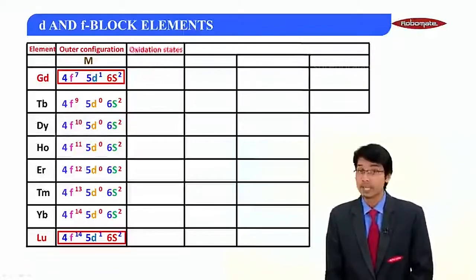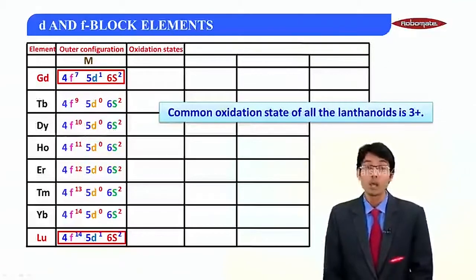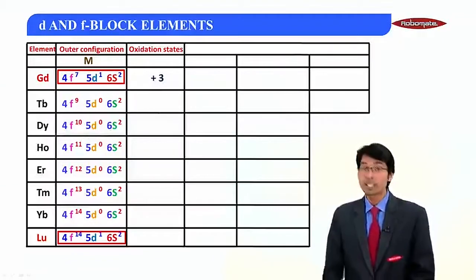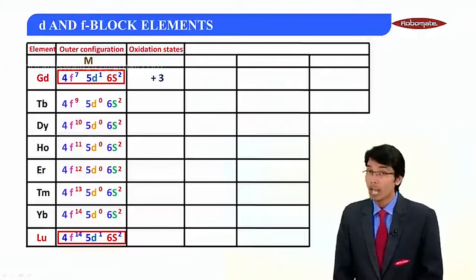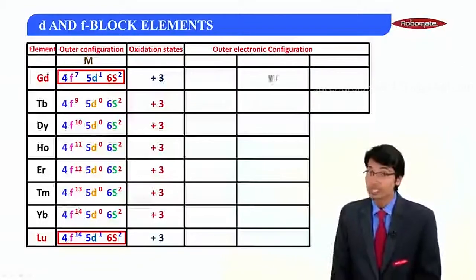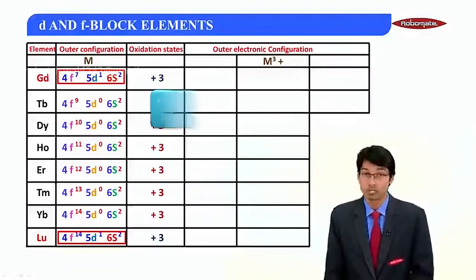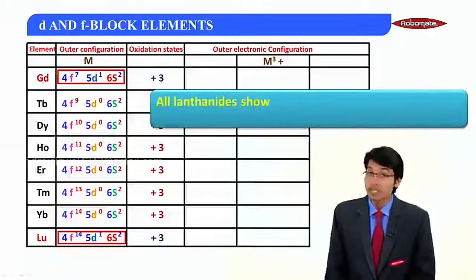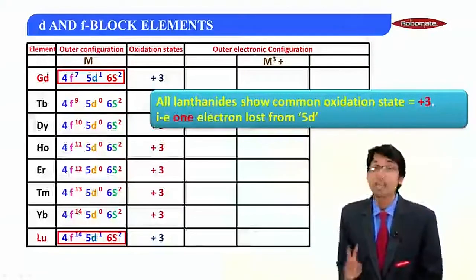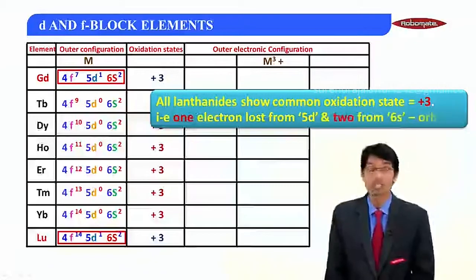Now we all know that the lanthanides show an oxidation state of +3, which is considered the common oxidation state. So for gadolinium it is +3. Similarly, the rest of the lanthanides also have a common oxidation state of +3. But when we write the metal configuration in the tri-positive oxidation state, always remember the +3 oxidation state is achieved by loss of 1 electron from the 5d orbital, that is from the penultimate shell, and 2 electrons from the 6s orbital.